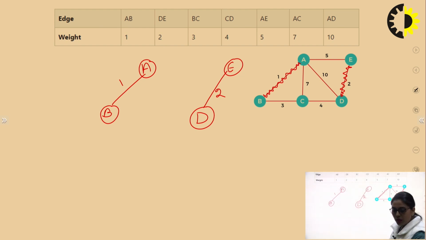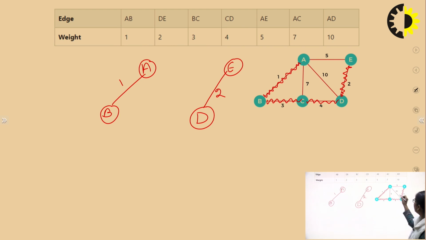Now, next we have BC. We add it because no cycle is created. After that, CD is also taken. If we take AE, it will create a cycle. If we take AC, it will also create a cycle.